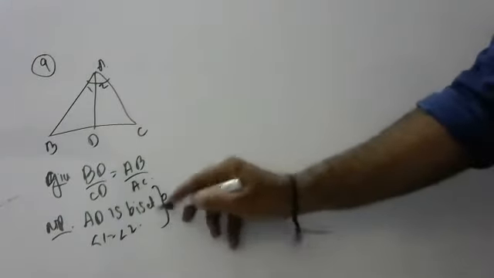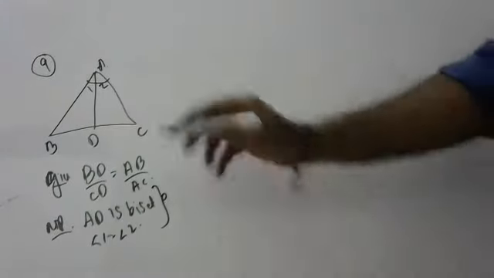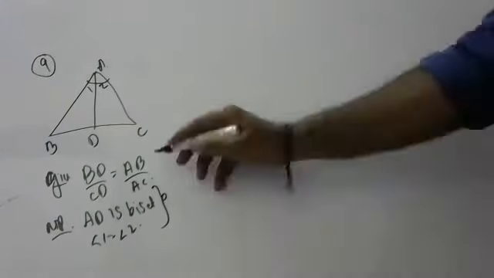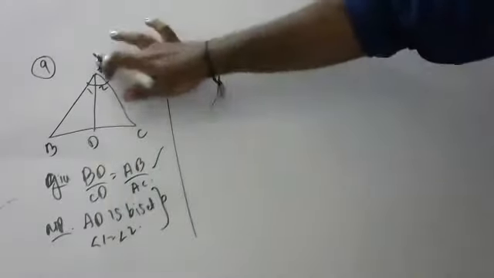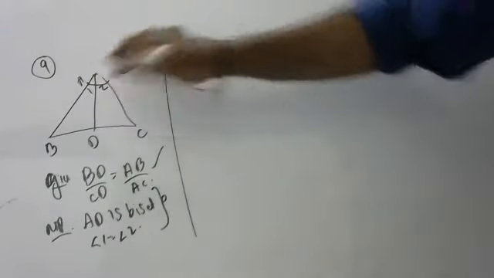In the previous sum, they gave this and we proved this. This time, they gave this, we have to prove this. So coming to construction, same construction. What construction are you expecting here, children? Same construction, sir, no.